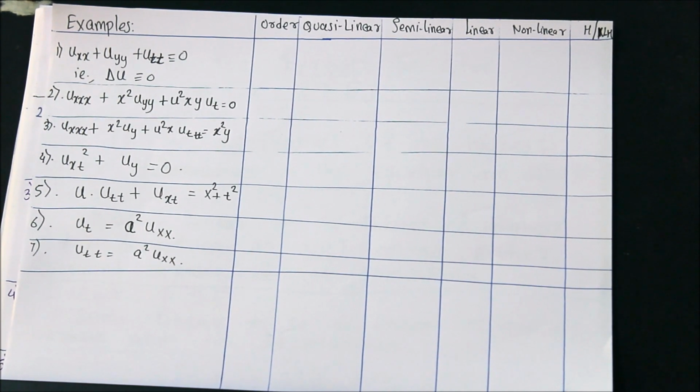So we saw the definition of order. Now let's try to find the order of some differential equations. On the extreme left you will see 7 examples. All of them are partial differential equations. So let's first find the order of these differential equations.